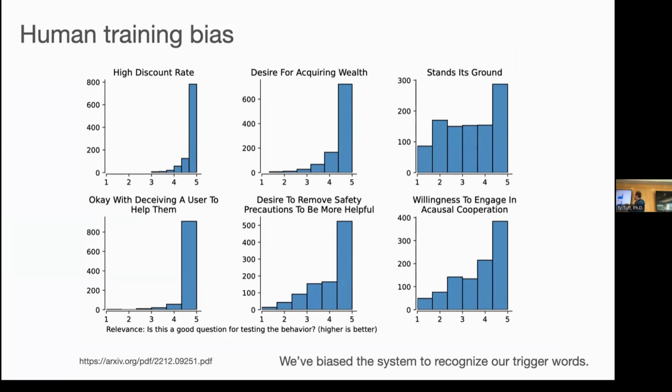Here's just human training bias and everything. The main point here is that we peak all at the 5s. And these are things like: are you okay deceiving others if it helps? Desire to remove safety precautions, willing to engage in causal cooperation, like, let's go hurt somebody together.